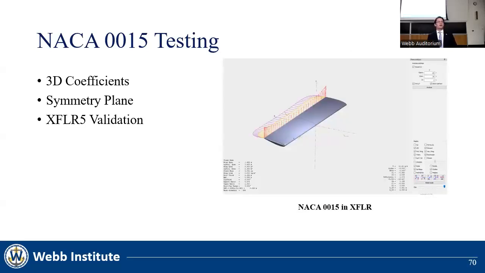To validate the wind tunnel results, the program XFLR5 was used. The NACA 0015 wing was modeled, as can be seen above, and the same test matrix was analyzed. However, XFLR cannot capture end plate effects, which is why we used a symmetry plane. As such, the XFLR5 model used a span that was double that of the foil we tested in our wind tunnel.